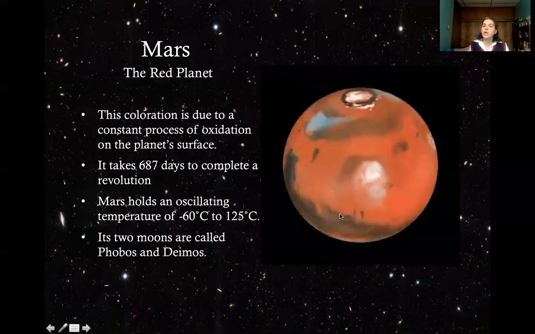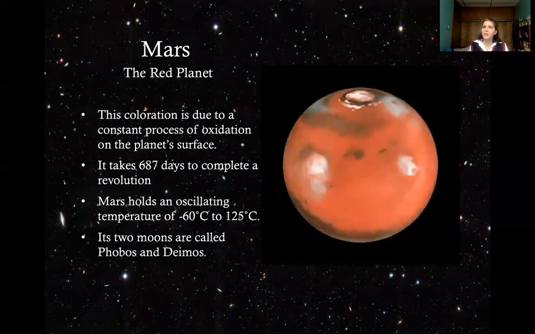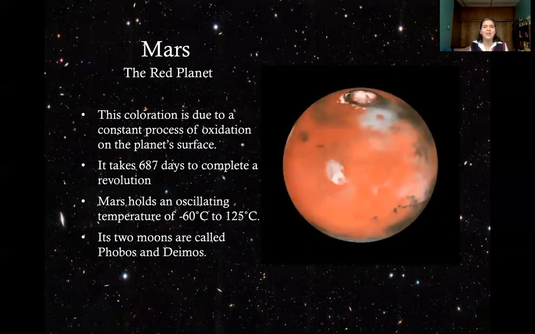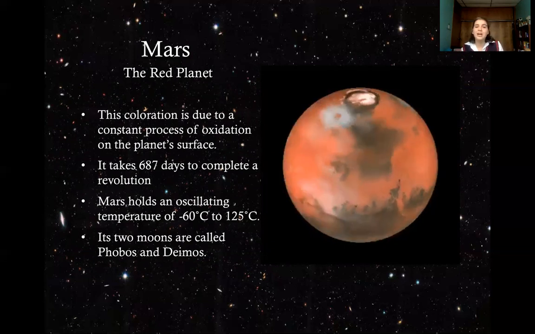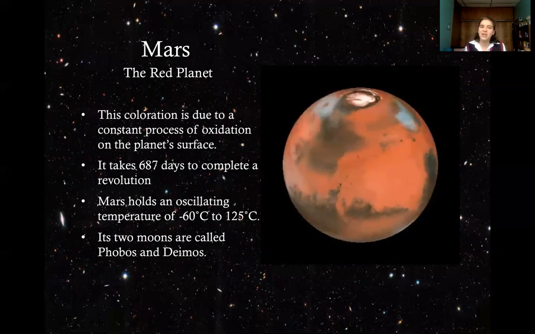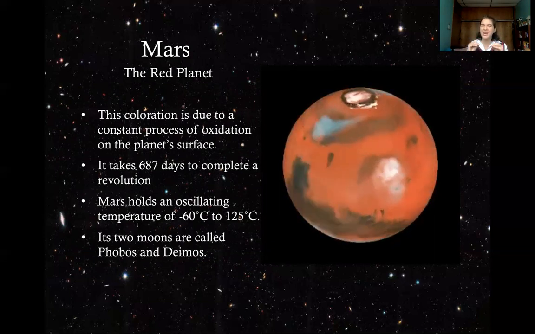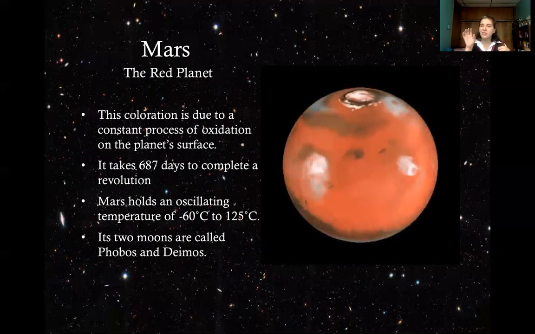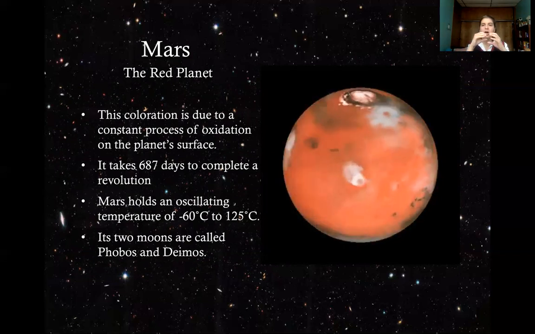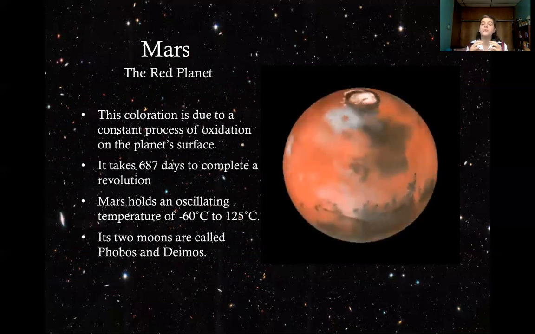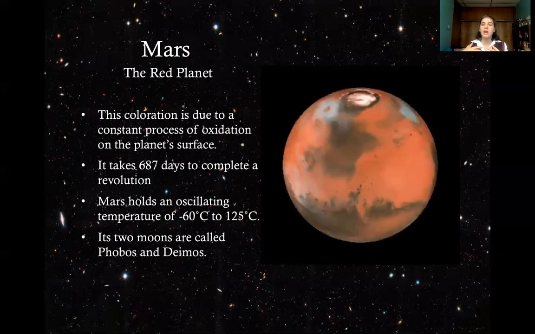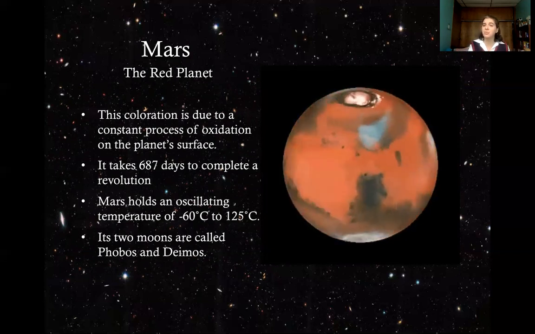Now Mars, we call it the red planet, but why is it red? The coloration is due to a constant process of oxidation on the planet's surface. Okay, remember how when metal gets very, very old, it gets this really orange texture on it? That's called rust. That's a result of an oxidation process.